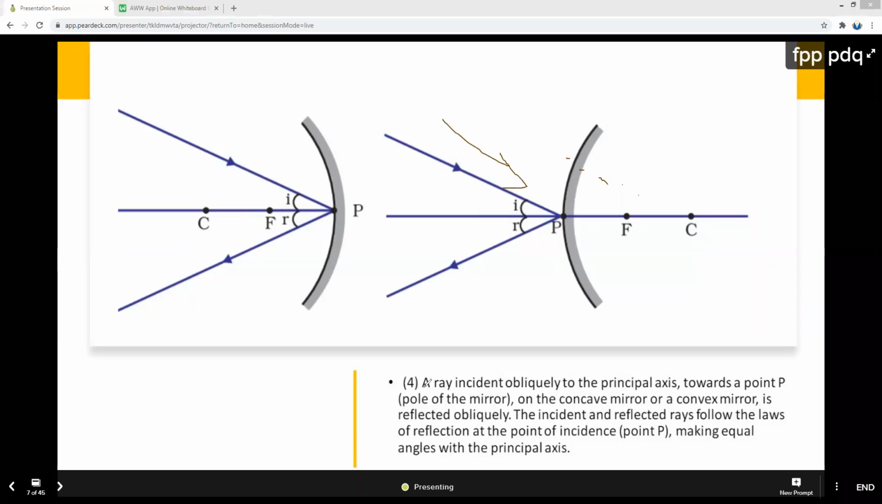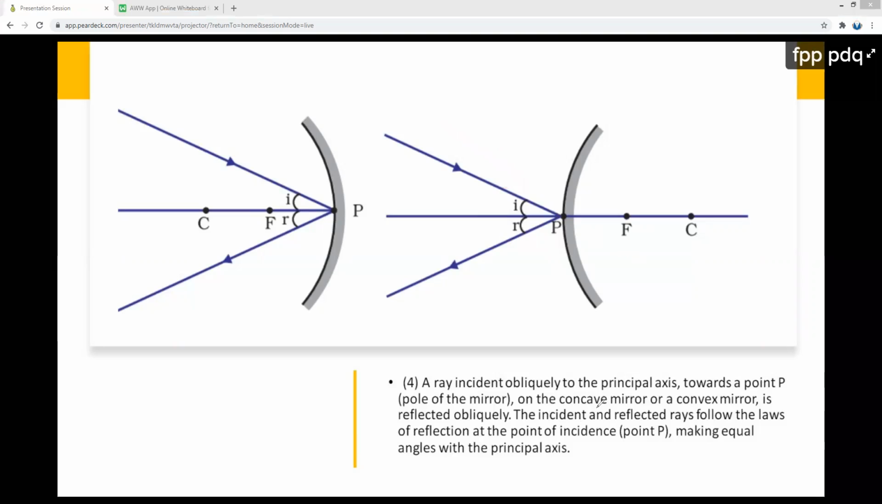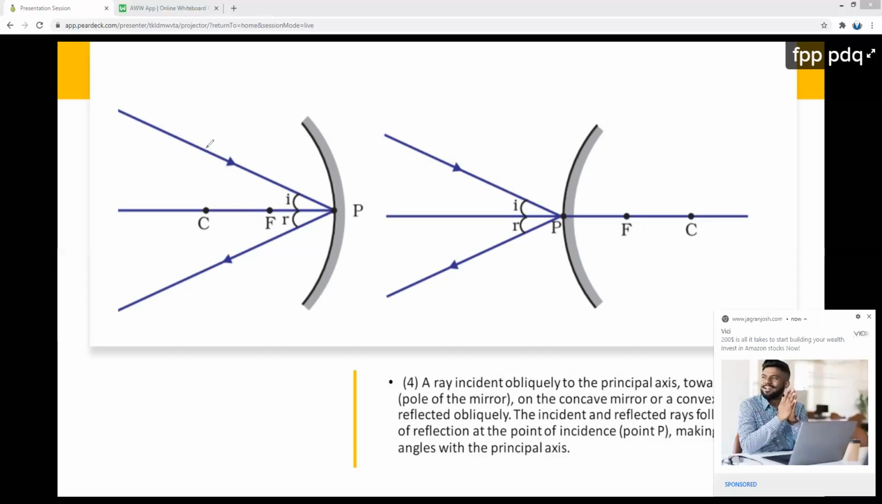The last one is a ray incident obliquely to the principal axis towards the point P, the pole of the mirror, on a concave mirror or a convex mirror. For both of them, it is reflected obliquely. The incident and reflected rays follow the law of reflection at the point of incidence P, making equal angles with the principal axis. So basically, a ray of light that strikes the pole of the mirror is reflected obliquely, basically diagonally. And another thing about this is that it always follows the law of reflection.